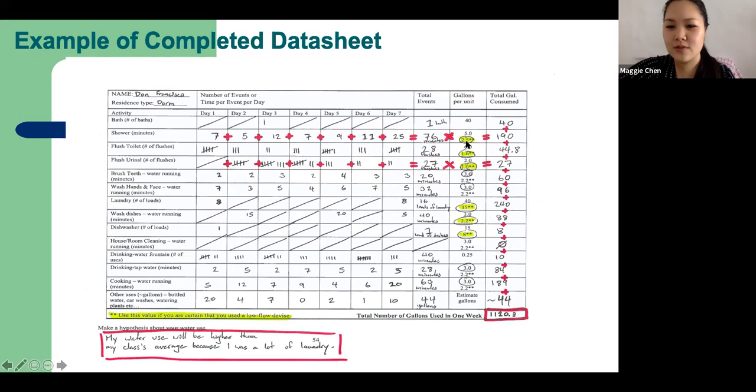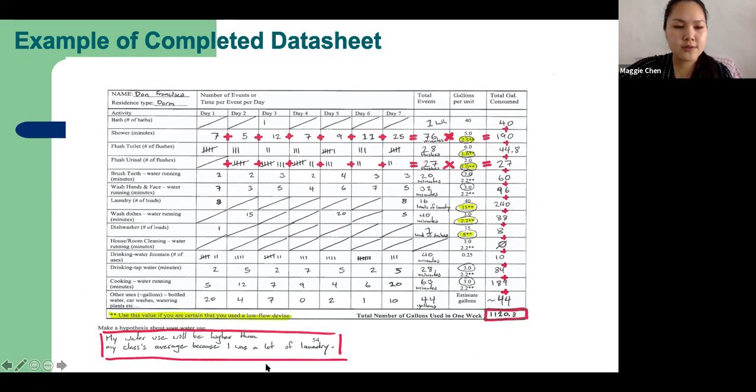So you can just circle it. If not, you can use the original number for a non-low flow device and then multiply your total events by gallons per unit to get your total gallons consumed. After you've multiplied all of your total events by gallons per unit, you would just add them up and get your total gallons used within 1 week.